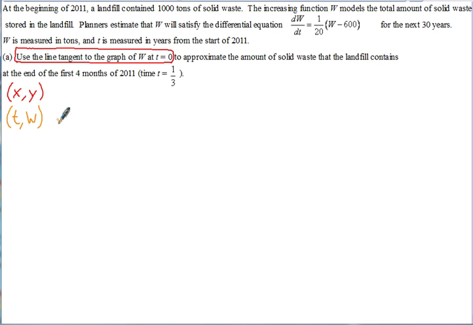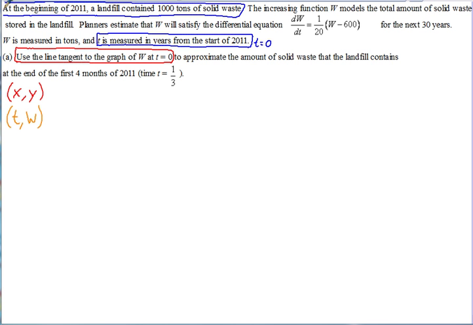So our point of tangency on this one, to read it carefully, it says t is measured in years from the start of 2011. So in other words, the start of 2011 is t equals 0, and that's when we want the tangent line at t equals 0. And note, if you read the very first sentence, at the beginning or start of 2011, a landfill contains 1,000 tons of solid waste. So there's our point of tangency right there. At time 0, we know w is 1,000. So w is measured in tons. There it is, 1,000 tons.